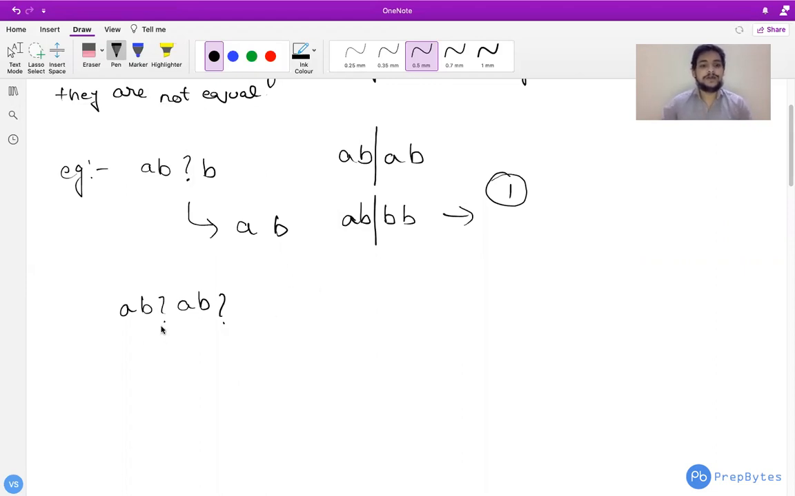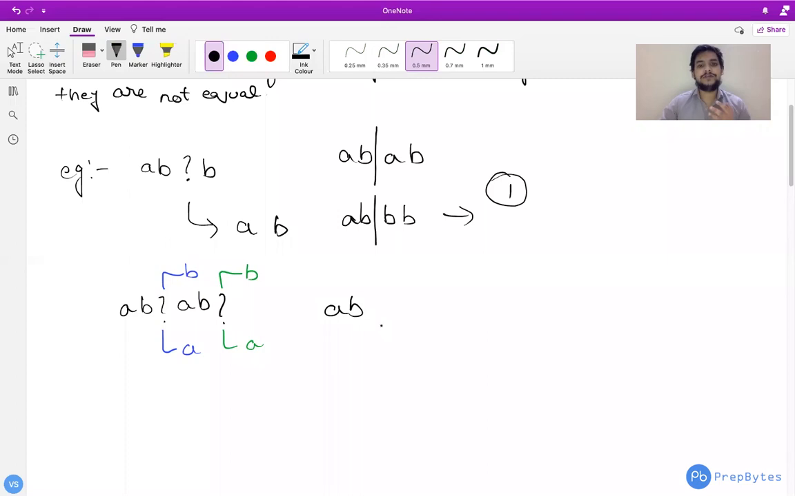Okay, now this question mark here, I am taking this example A, B, question mark, and again A, B, question mark. Now this question mark, we can either replace it with A, or we can replace it with B. Similarly, we can replace this question mark with A, or we can replace it with B.